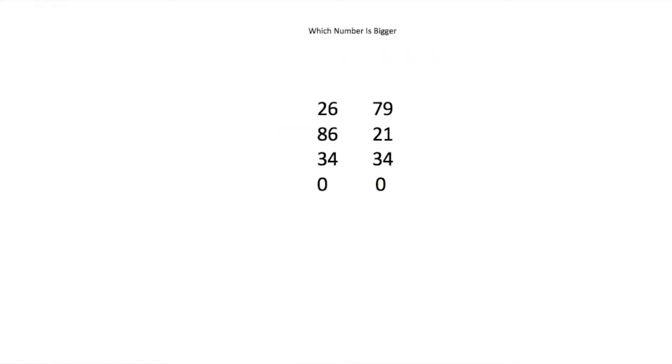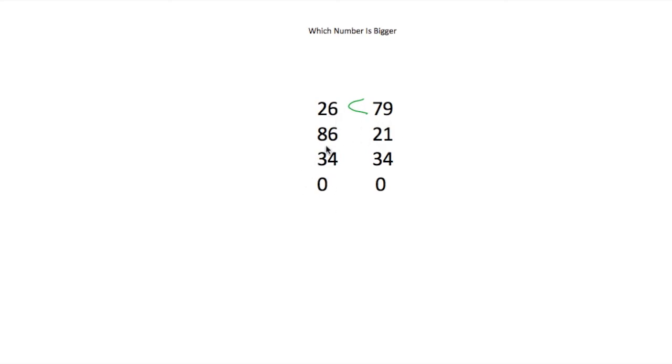Which number is bigger? So let's see. Let's look at the tens place. So the tens place, this one has 2. The tens place, this one has 7. So we already know 7 is bigger than 2. So our symbol would go like this. So we use the greater than symbol because 79 is bigger than 26.